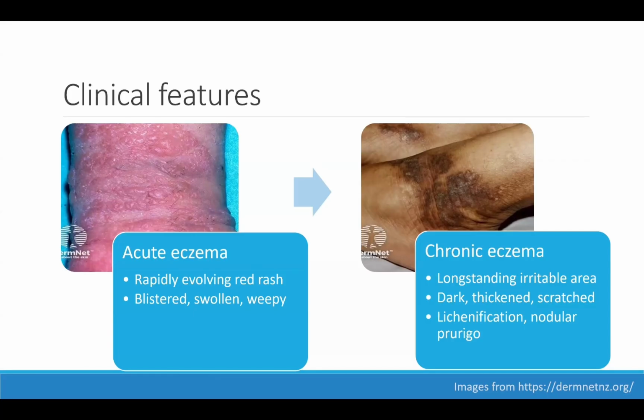In terms of clinical features, we need to distinguish between acute eczema and chronic eczema. So in acute eczema, this is a rapidly evolving red rash, which is blistered, swollen, and weepy. Over time, this becomes chronic with a long-standing irritable area, which is dark, thickened, and scratched. And patients often develop lichenification and nodular prurigo. And we shall look at these a little bit later in turn.